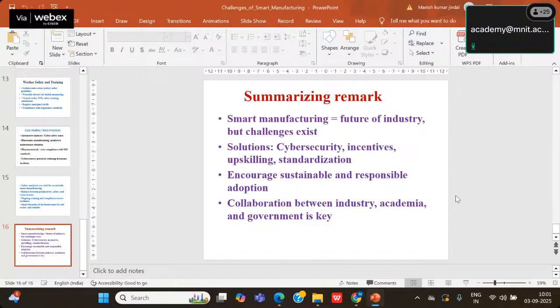Sir, we have one query. What challenges do SMEs typically face when trying to implement and maintain international standards, and how can these challenges be effectively addressed?